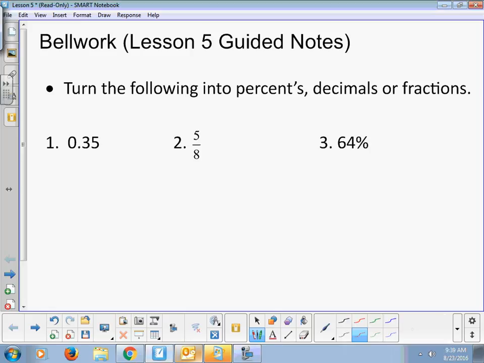Okay, so for number 1, we have 35 hundredths. To write this as a fraction, look at your place value. It's in the hundredths place, so you can write 35 over 100. But if you notice, this can be simplified if we divide both sides by what number? 5. And we get 7/20ths. And when you have a decimal, how can we change that to a percent? Move the decimal over 2. We're going to move the decimal over 2 to the right, and we get 35%.